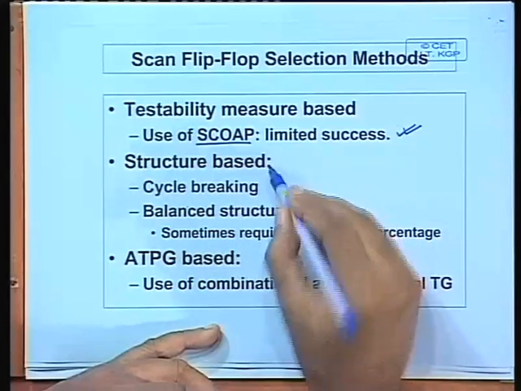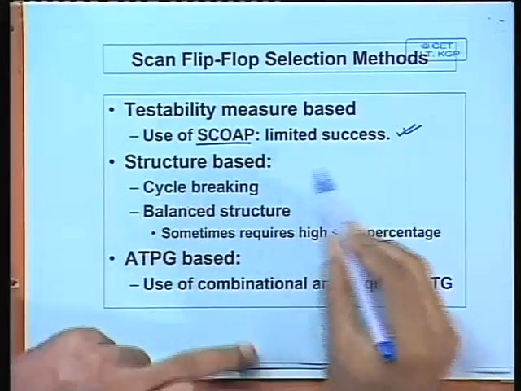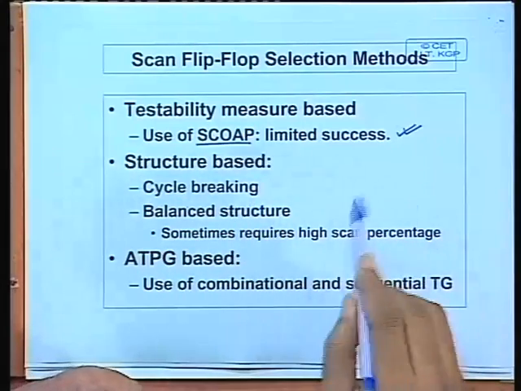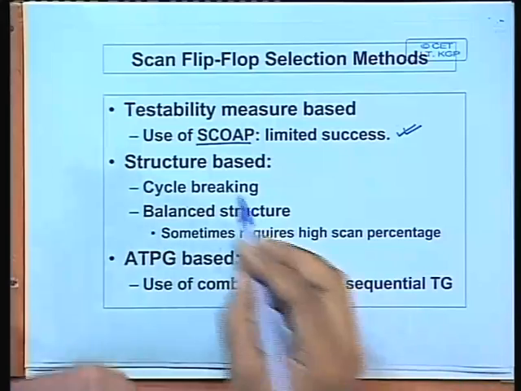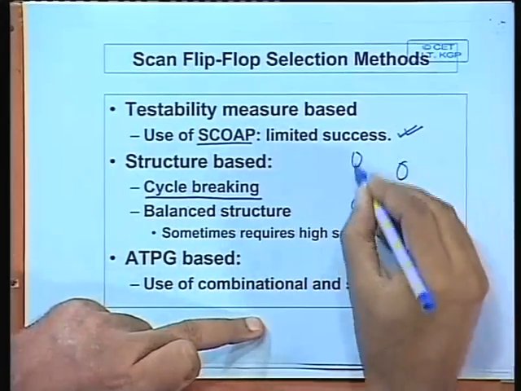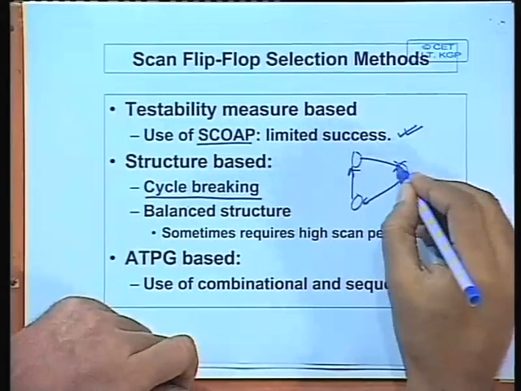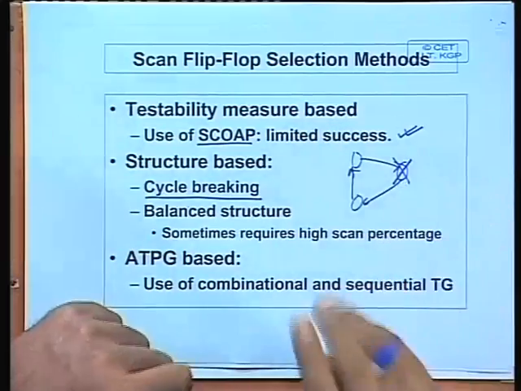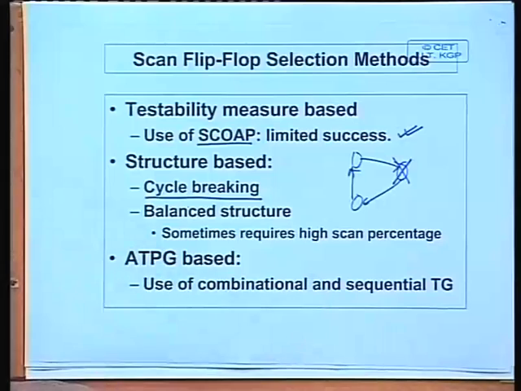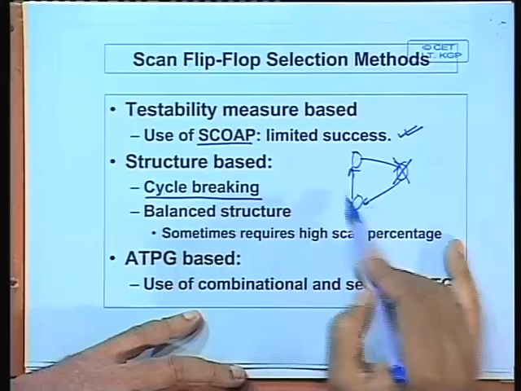You can have some structure based approach, like you convert the circuit into a graph structure where the nodes will be the flip-flops and edges will be paths from the flip-flop output to the input. You try to break the cycles there. If there are 3 flip-flops which you see are lying in a cycle, you make one of them a scan flip-flop. So this flip-flop is no longer there in the conventional sense. So you have broken the cycle. If you break the cycle, then cycles in the flip-flops are not there, which are more difficult for sequential ATPG.